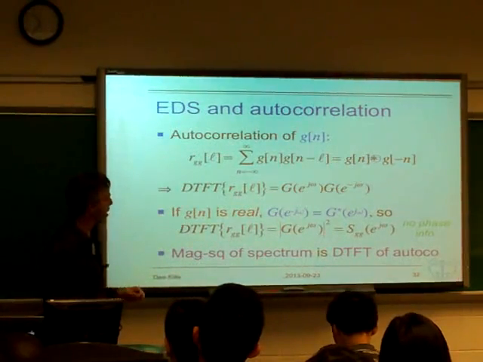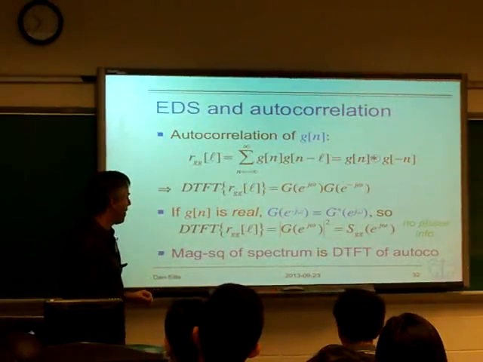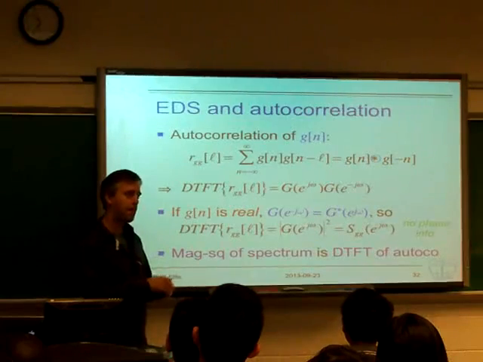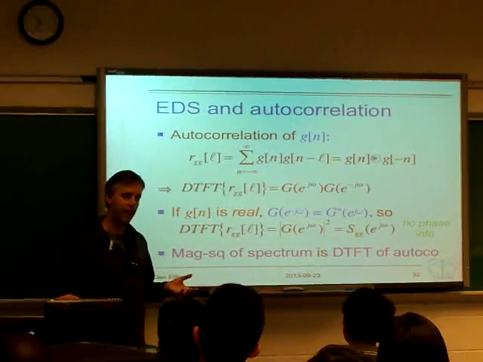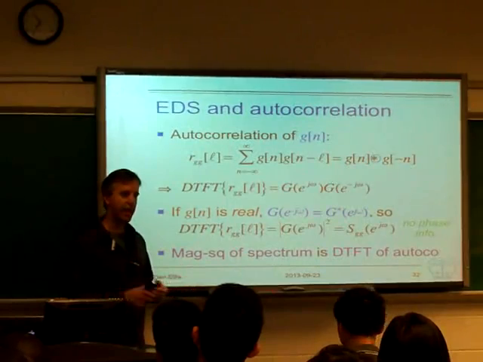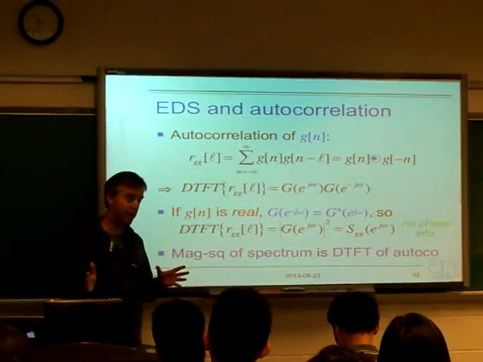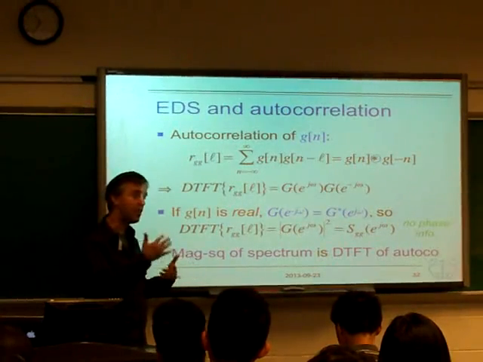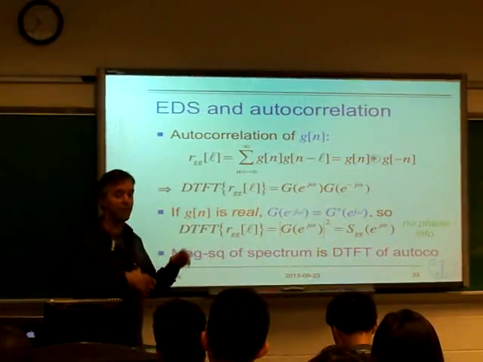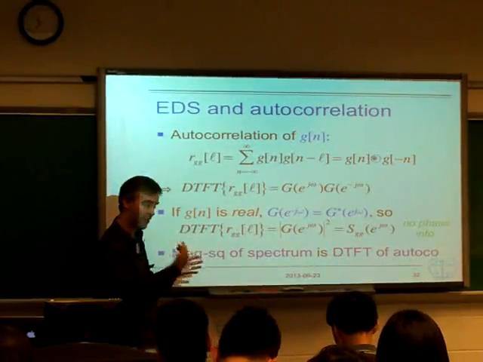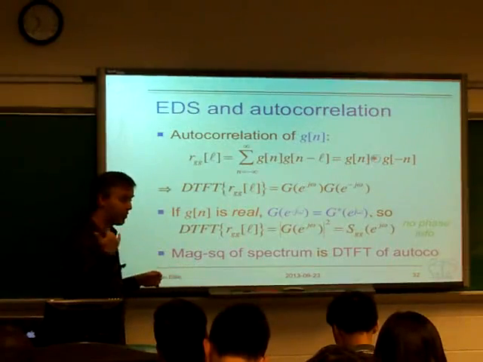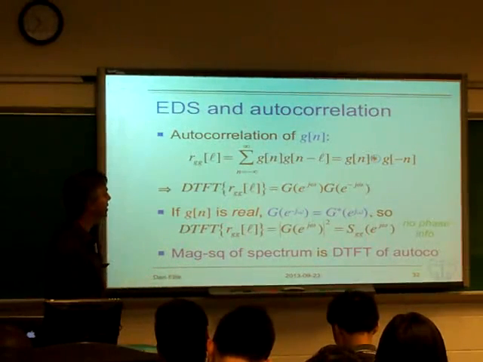And so that's a nice little twist: autocorrelation followed by DTFT is the same as DTFT followed by magnitude squared, because autocorrelation of a real sequence is multiplying by the time-reversed version, whose Fourier transform is the conjugate spectrum.